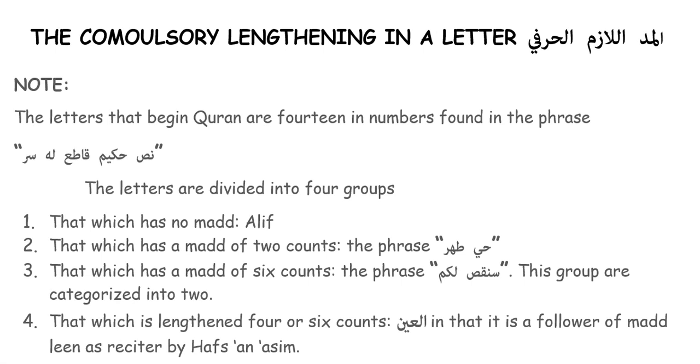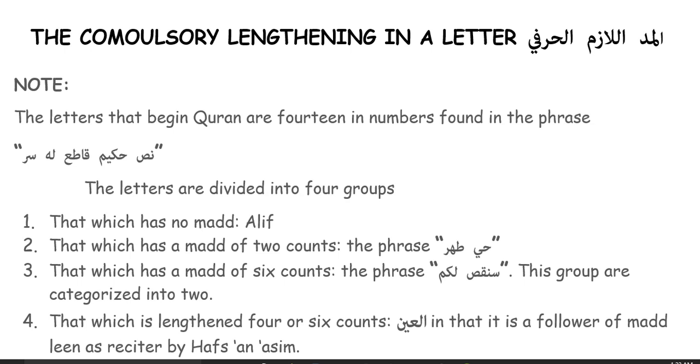phrase نص حكيم قاطع له سر, that is Nun, Sad, Ha, Kaf, Ya, Mim, Qaf, okay, and Alif, Ta, Ain, Lam, Ha, Sin, and Ra. So those are the 14 letters, and these letters are divided into 4 groups as well.